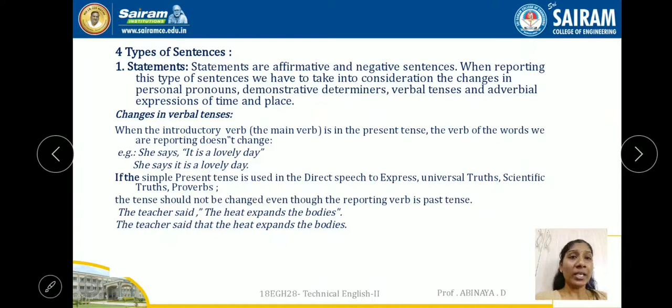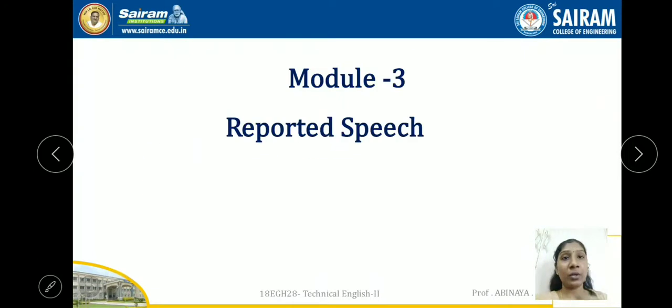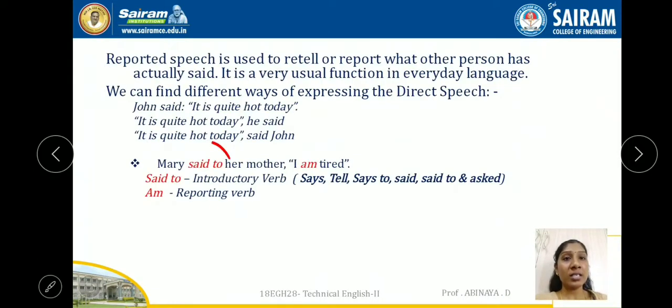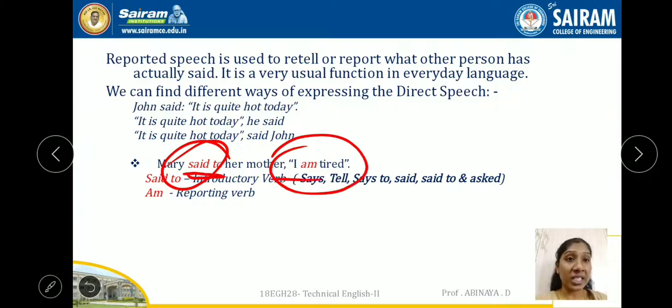When the introductory verb, the main verb, is in the present tense, the verb of the words we are reporting does not change, right? This is the introductory verb, the main verb. Now, said to is past tense, so we have to change the tense. If it is in the past tense, we have to change this tense. If it is in the present tense, we need not change this tense while converting into indirect speech.